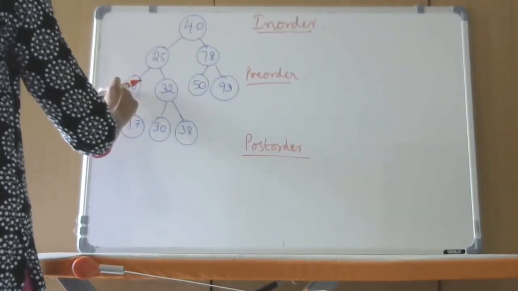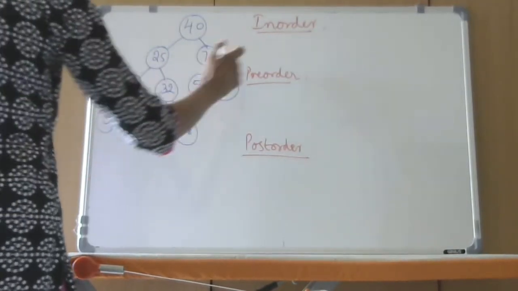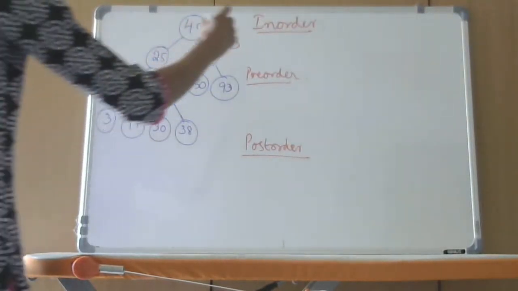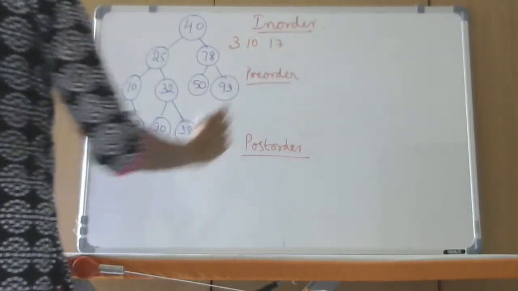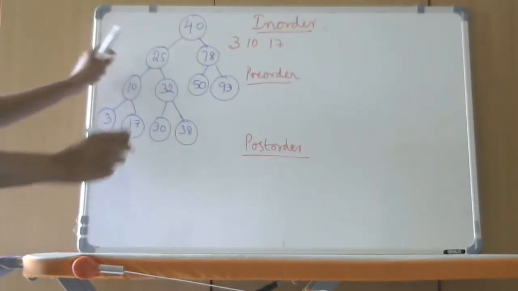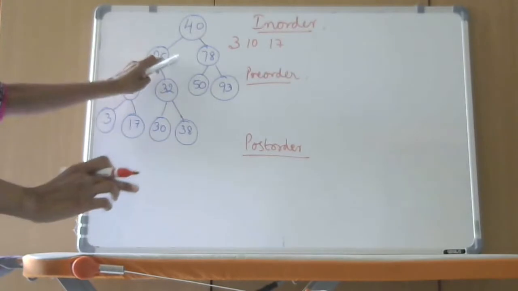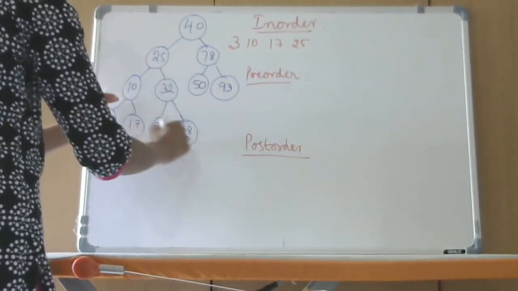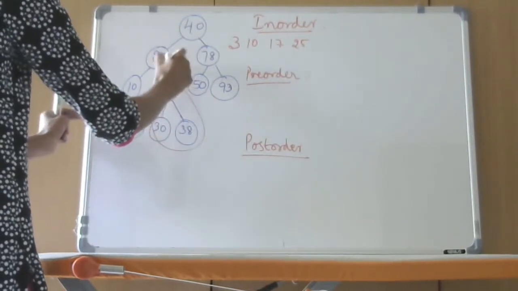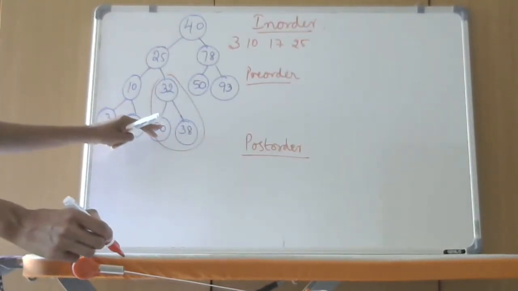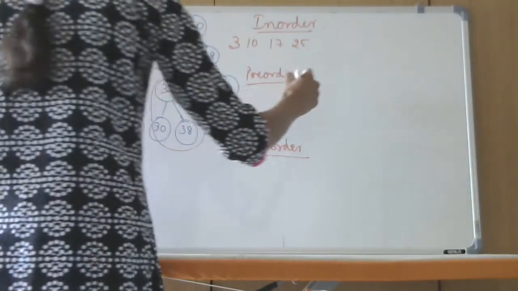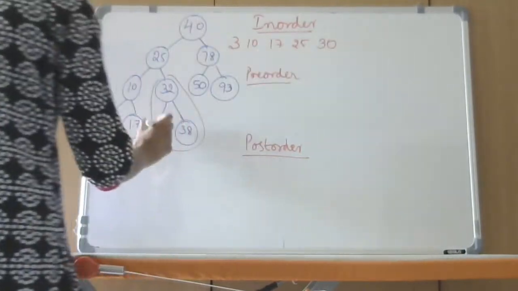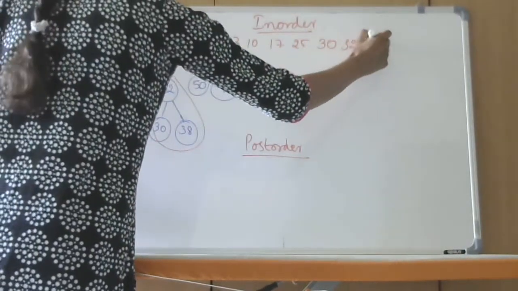Left I go, again I go left, again I go left, correct? So I start with 3. Left, root, right. Root is 10, right is 70. I'm done with this, so I'm done with the left of 25. Now I go to the root, 25. Then I come to the right of 25 and apply the same thing. Left, root and right. So 30, root is 32, 38.